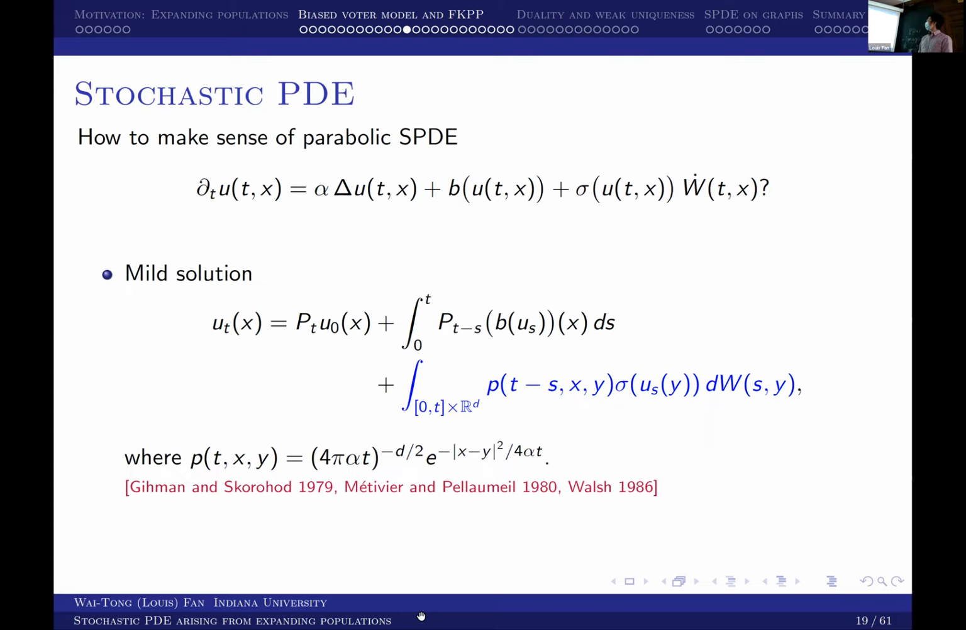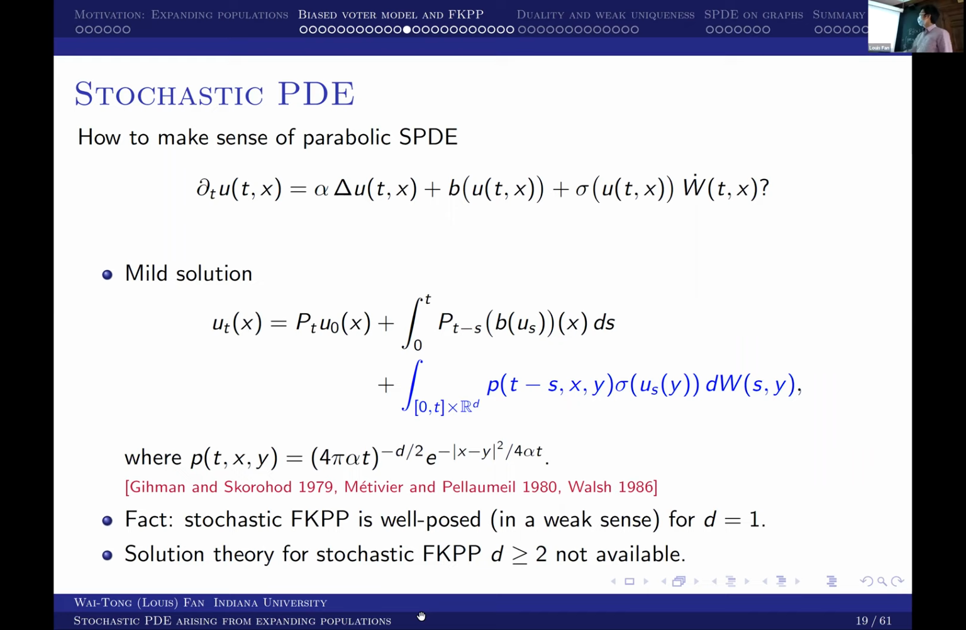So this is one way to make sense of this equation, and there are at least two other ways. But let me state some facts. Stochastic FKPP is well posed for d equals 1. As I said, there's no solution theory yet for stochastic FKPP in dimension 2 or above. So in the one-dimensional case, what is the solution?